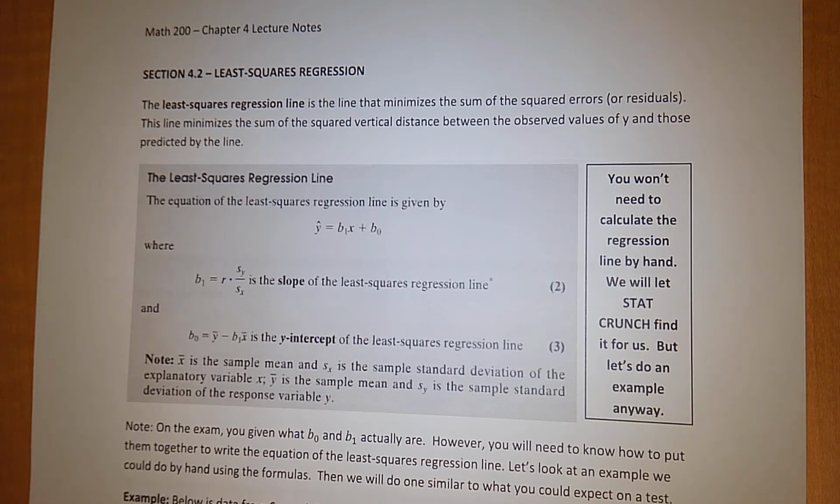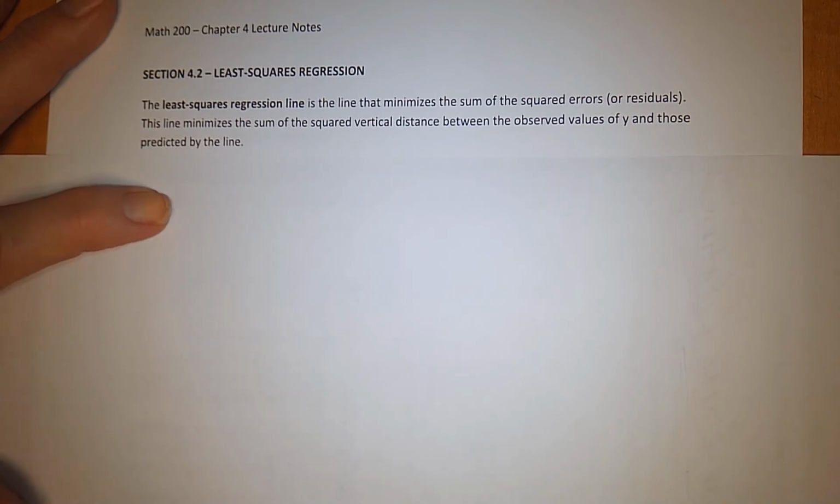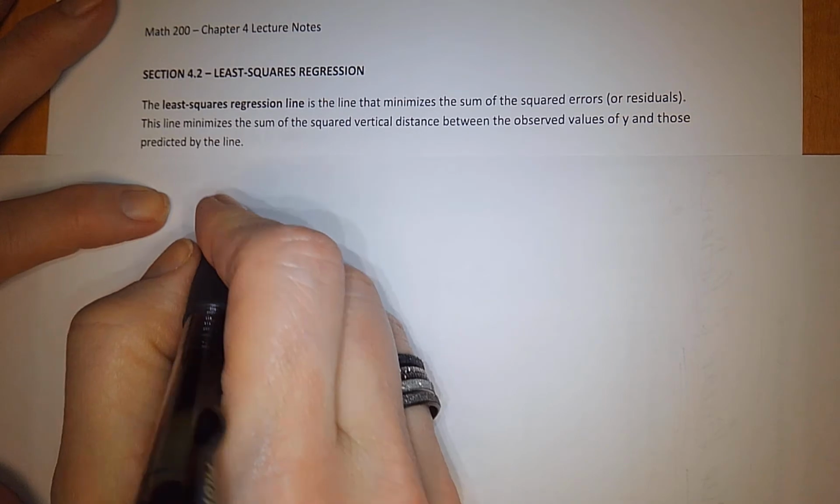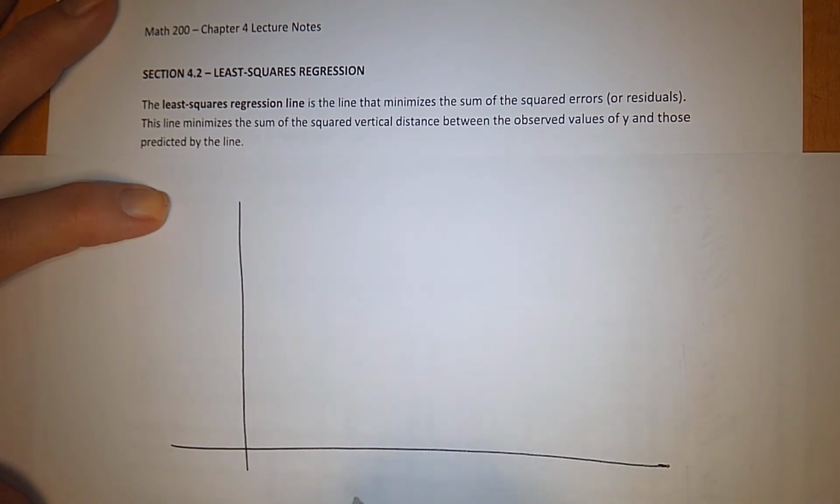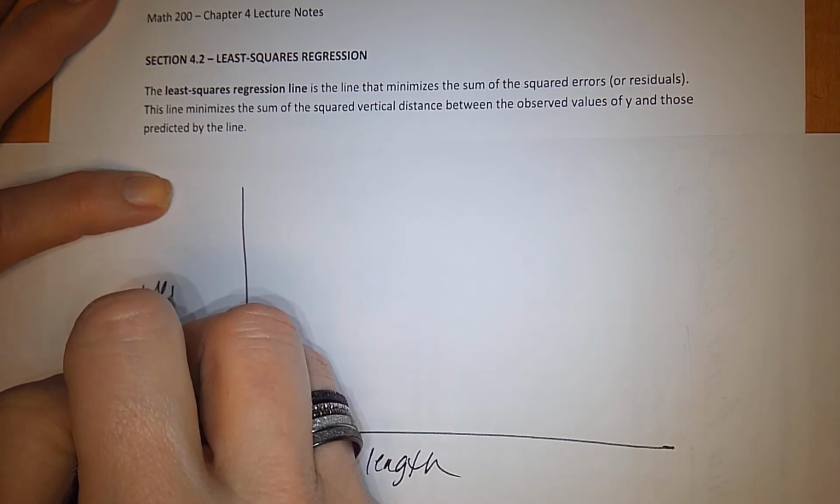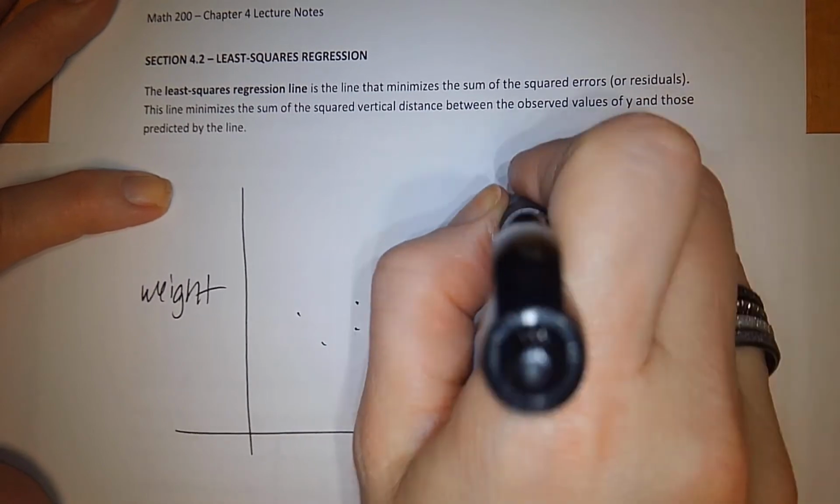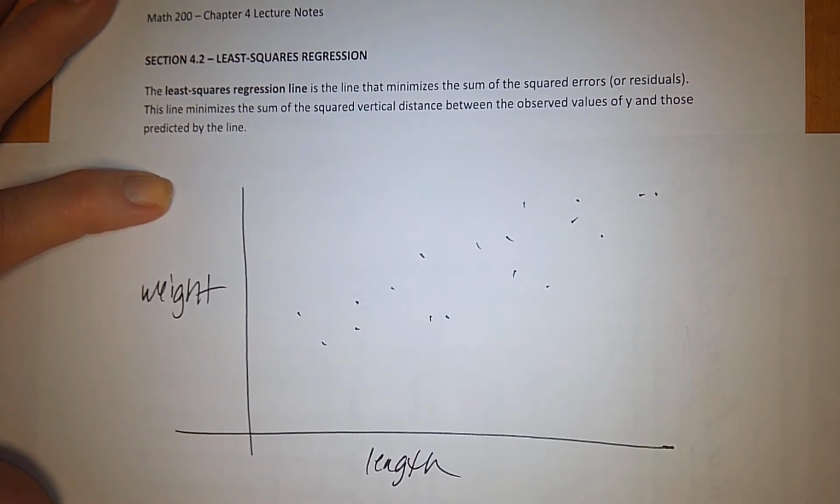This line minimizes the sum of the squared vertical distances between the observed values of y and those predicted by the line. Let me give you a quick example of what I'm talking about. In the previous example, we had the black bears, with the length of the bear and the weight of the bear, and then we had a bunch of dots with some sort of linear relationship.